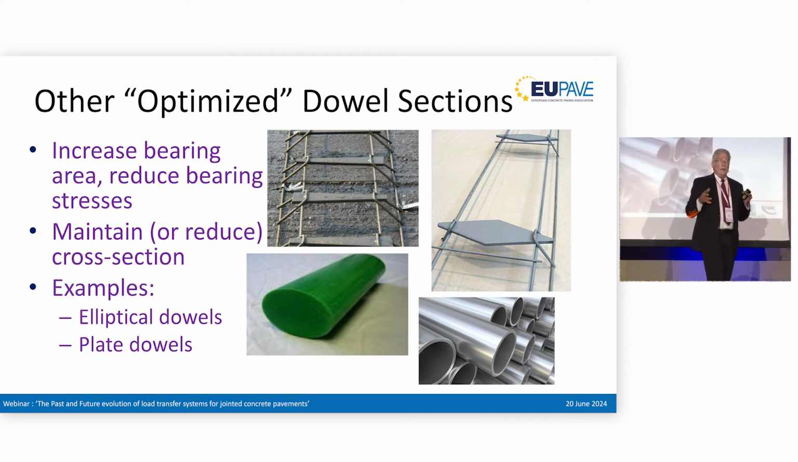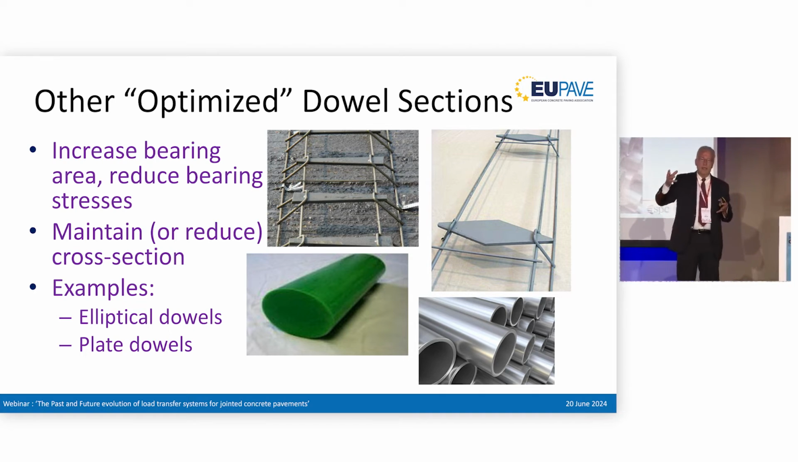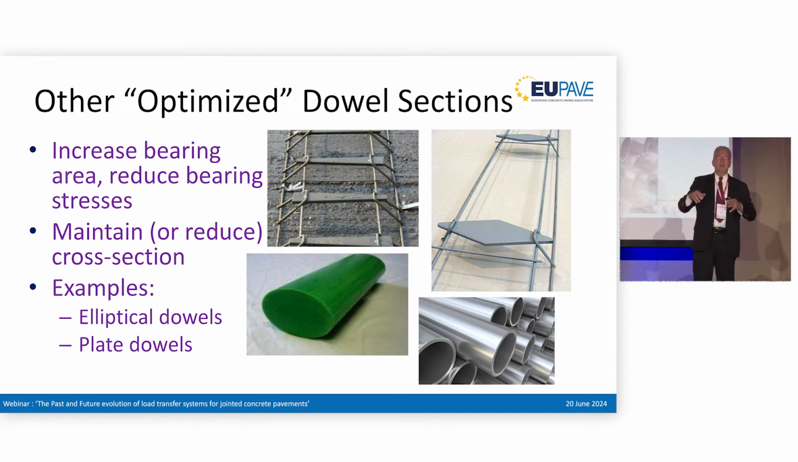There's also been a bit of research done on elliptical dowel bars, which again are trying to optimize the shape of the bar to provide more bearing surface area, to lower the contact stress between the dowel bar itself and the underlying concrete, which then reduces the potential for joint faulting and step off across the joints.